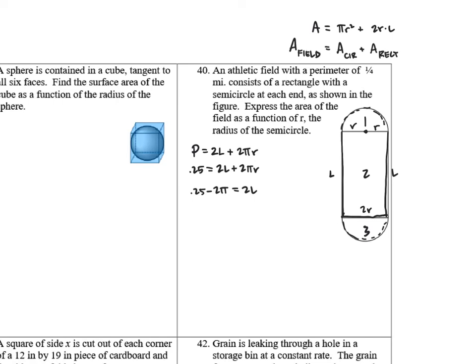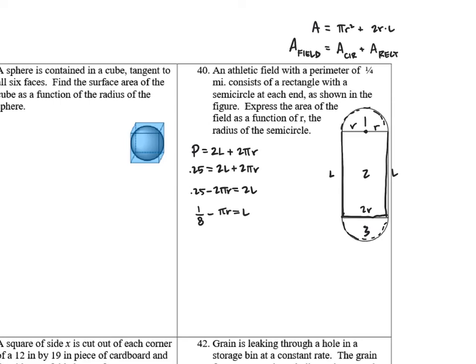I'm going to do something kind of slick here. 0.25 divided by 2 is 1/8. Okay, 1/4 divided by 2 is 1/8, and 2 pi r divided by 2 is just pi r. So L is equal to, oops, I forgot my r. There it went. So L is equal to 1/8 minus pi r.